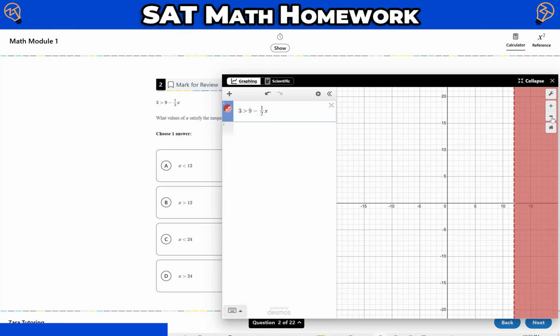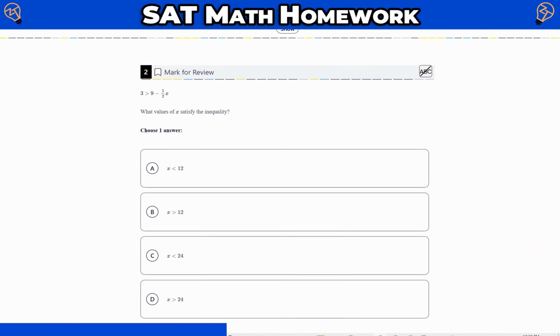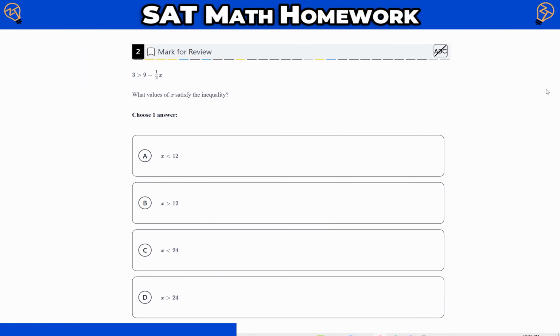And what we're going to see here is that the shading represents the answer. So X is everything to the right of, or greater than, 12. And so that matches with option B, and we'd be done. And really, that's honestly the most time efficient and easiest approach to avoid a silly mistake.